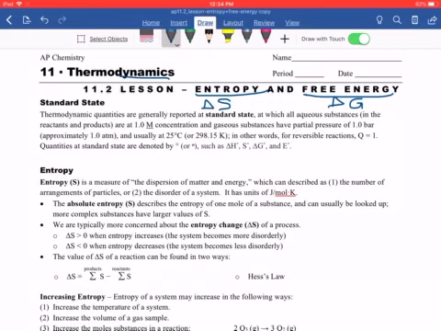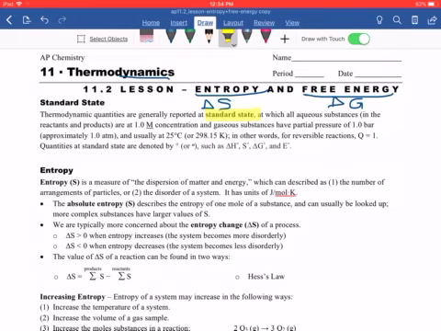And so standard state, we need to define a couple things first. Standard state is saying that thermodynamic quantities are generally reported at standard state, at which all aqueous substances in the reactants and the products are at 1 molarity concentration, and gaseous substances have a partial pressure of 1 bar, or approximately 1 atm, or atmosphere. It's usually denoted at 25 degrees Celsius, or 298 Kelvin, and in other words, the reversible reaction is Q equals 1. And those are usually denoted by the little degree symbol.